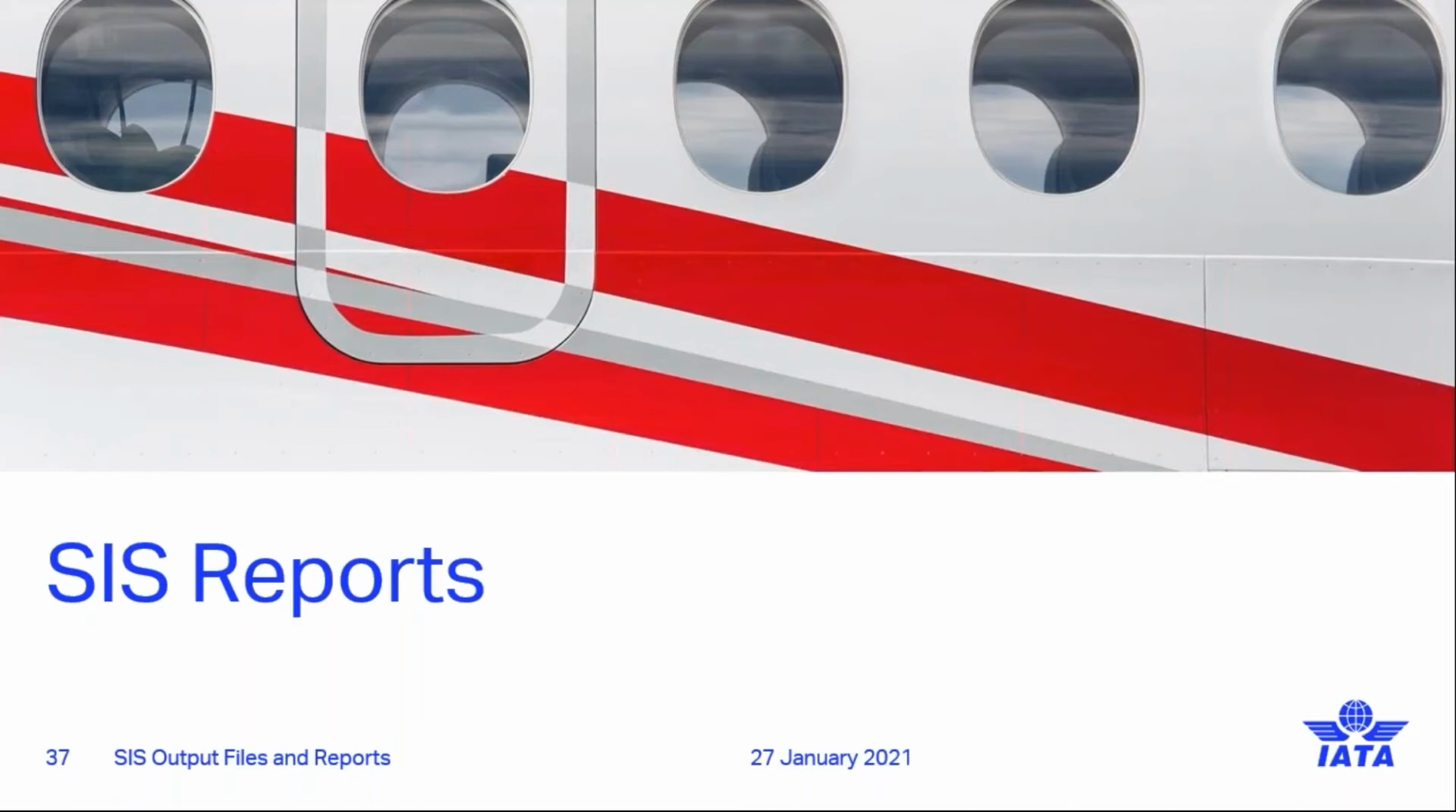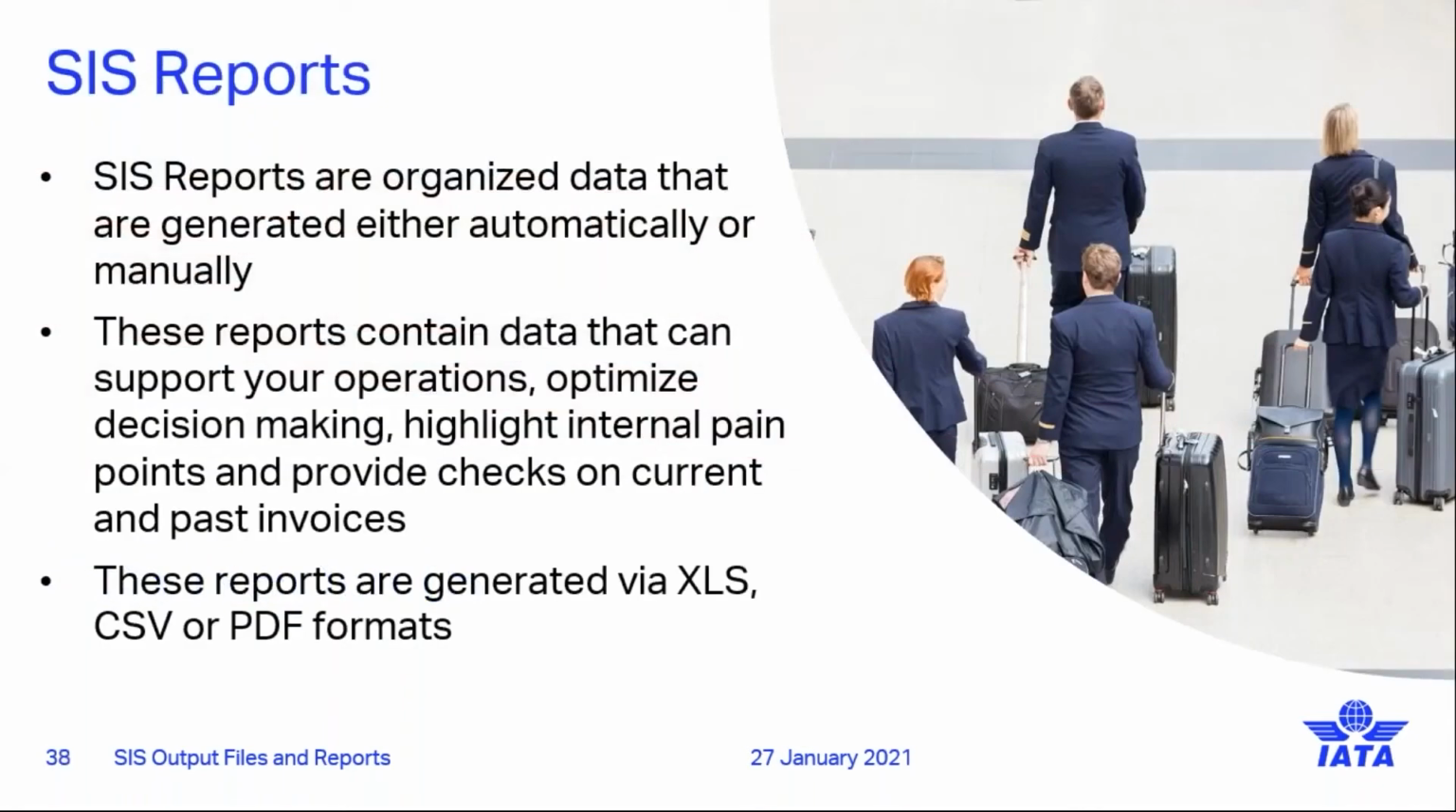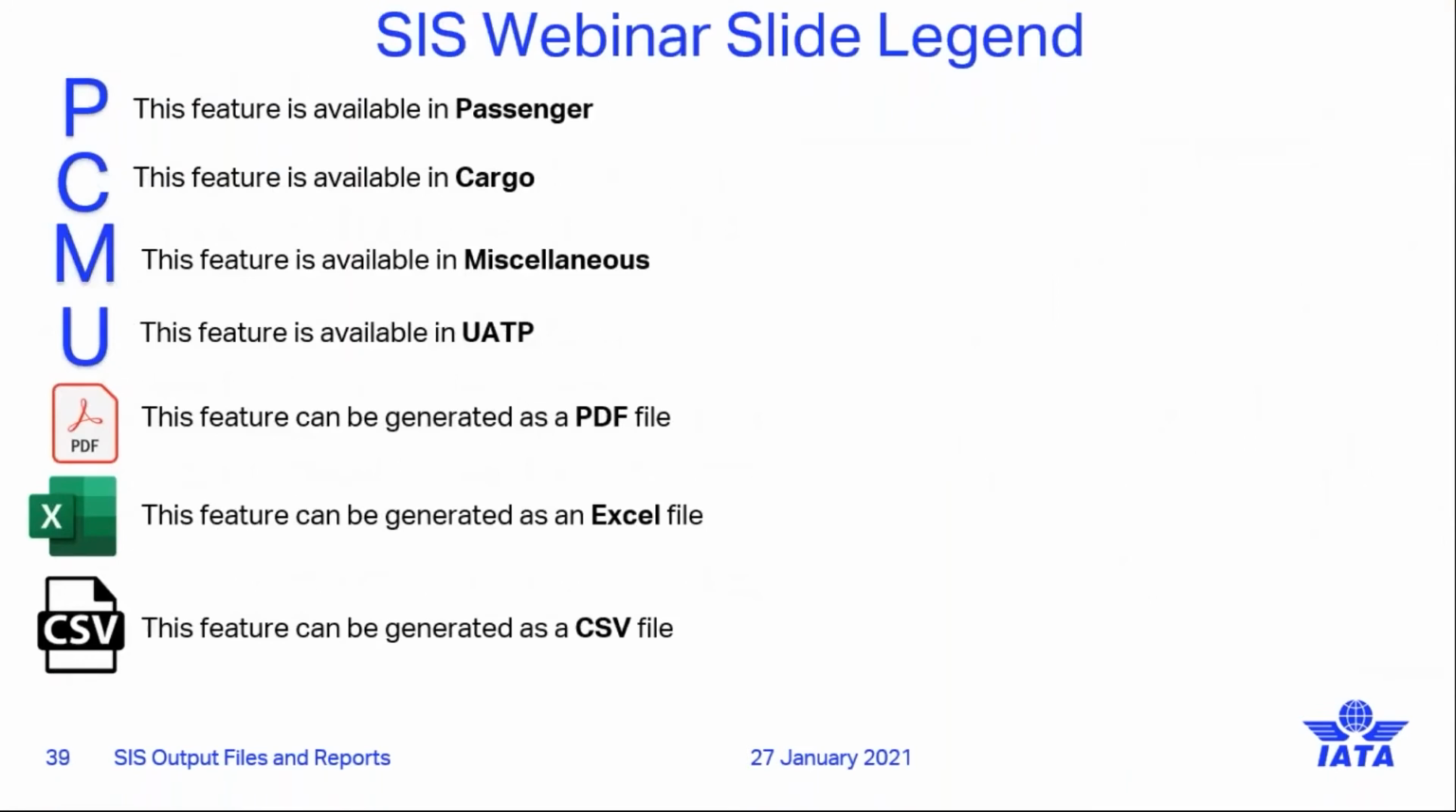So as we begin, SIS reports. SIS reports are organized data that are generated either automatically or manually. These reports contain data that can support your operations, optimize decision making, highlight internal pain points, and provide checks on current and past invoices. These reports are generated via XLS, CSV, or PDF.